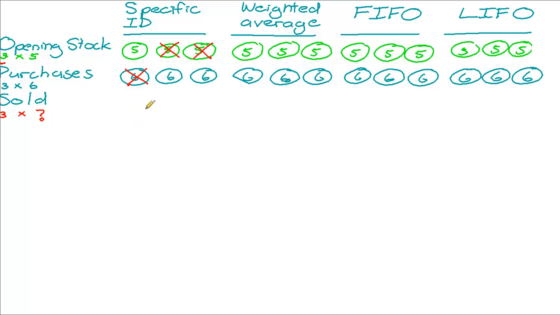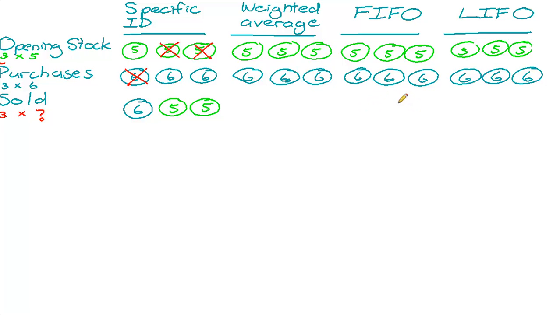So now what is the cost price of these 3 pies sold? We've got the 1 pie at 6, and then we've got the 2 pies at 5 that we sold. Alright, so there we go. 6 plus 5 plus 5. Then let's just quickly skip the weighted average method. We'll come back to that one.